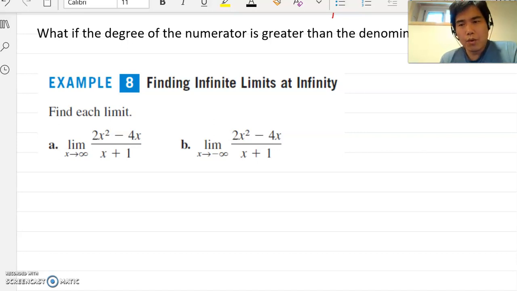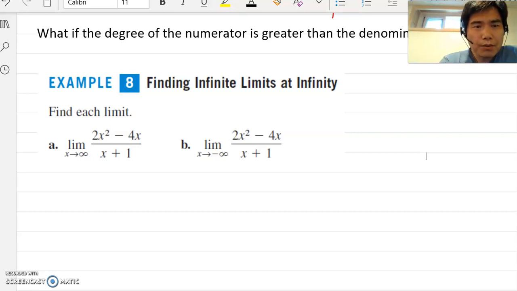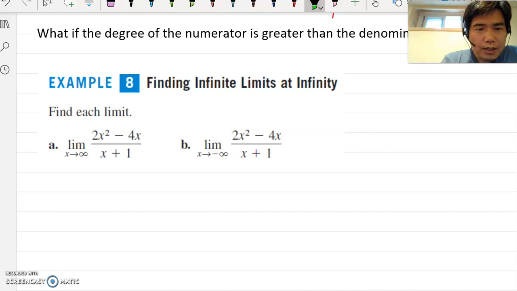So this time we want to talk about what if the degree of the numerator is greater than the denominator for the infinite limit at infinity. Okay, so when you look at the first example, as you see, the numerator degree is bigger than the denominator's, right?